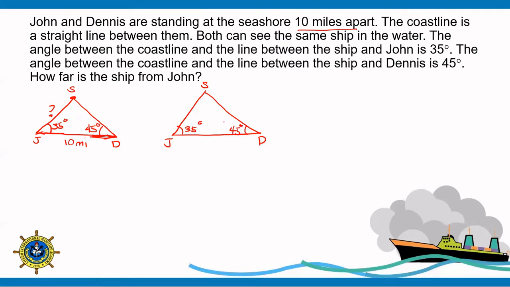And then kung ililabel natin yung mga parts, ito we can consider this as side S kasi opposite siya ng angle S. So this is 10 miles. And then this one here will be your side D kasi opposite siya ng angle D. So this is the unknown. And then this one on the other side is your side J, which is in this problem, hindi naman siya kailangan hanapin.